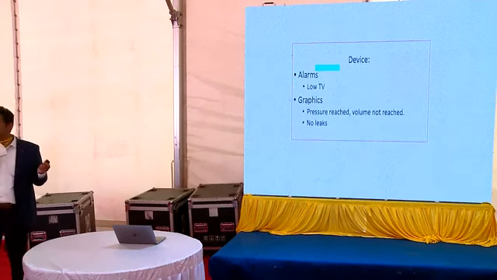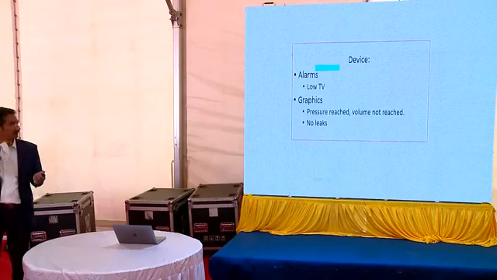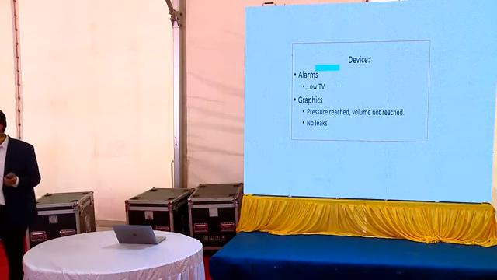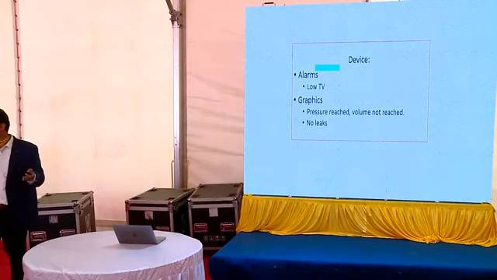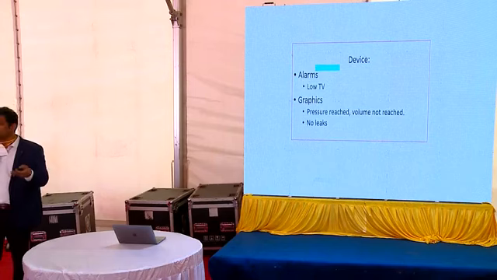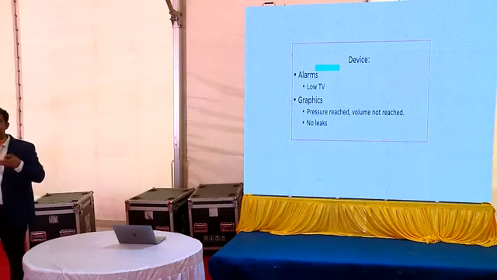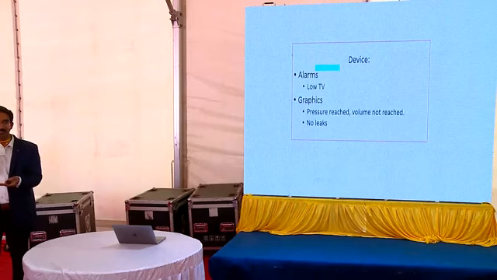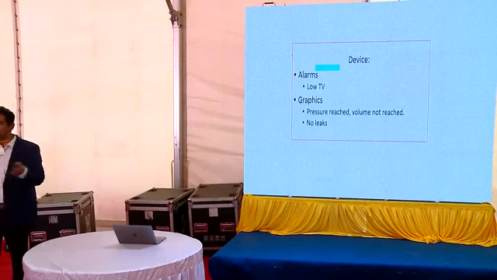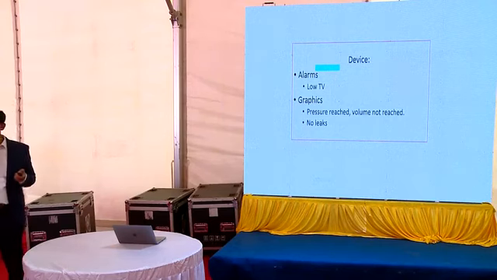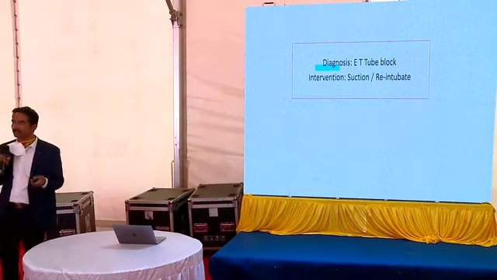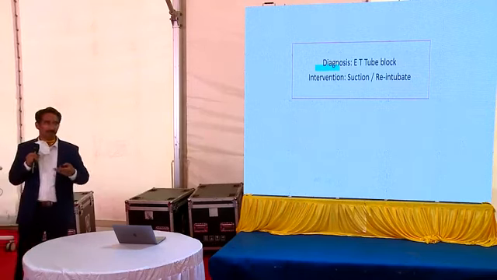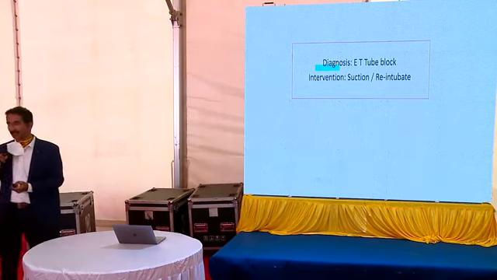And the device would show what alarm? Low tidal volume. What do you think would happen to the pressures? The pressures would be reached, but the volume will not be reached because the resistance in the tube is more. Given enough time, the volumes would reach, but then we are not really allowing so much time for the baby. So there's a huge pressure gradient between the ventilator and the baby. So pressures would be reached, but not the volume. And there are no leaks. So this is most likely an ET tube block. So you can suction, and if it's not improving, probably you will have to extubate and re-intubate.